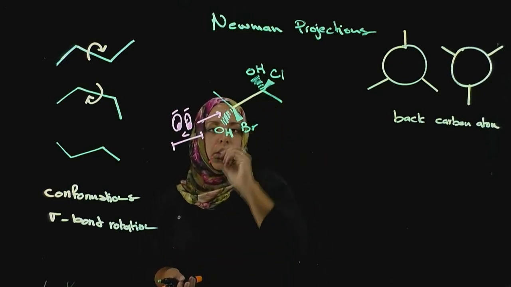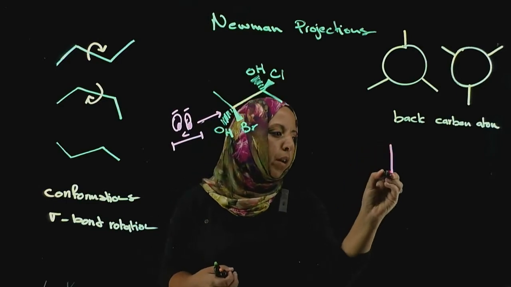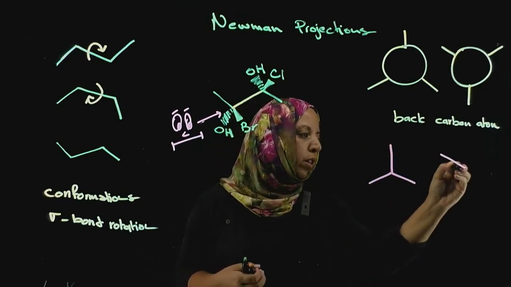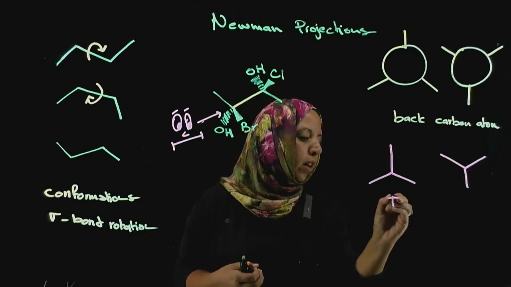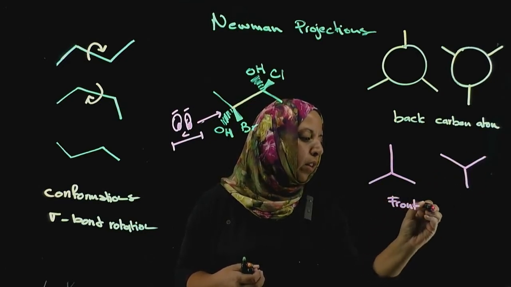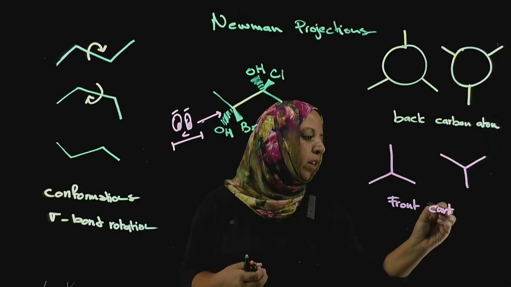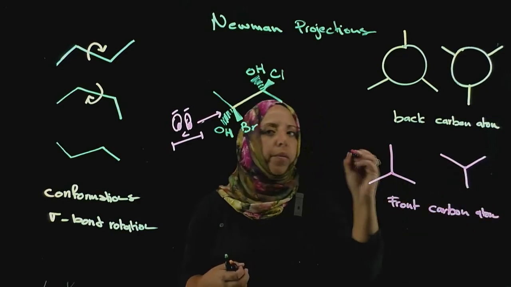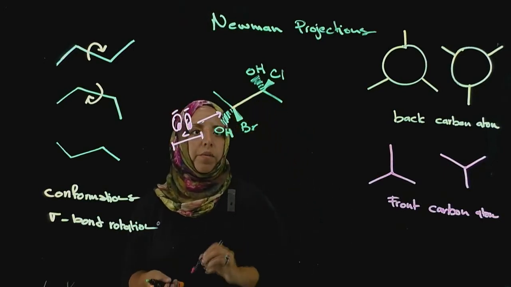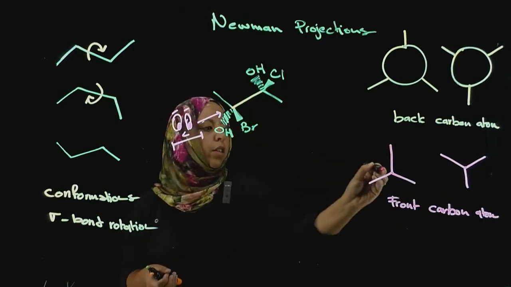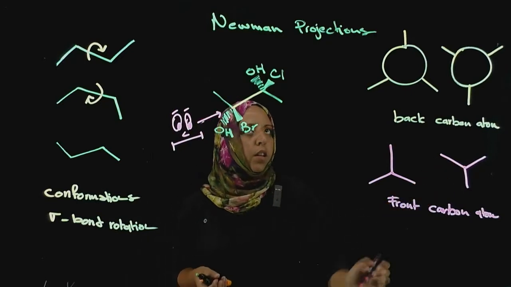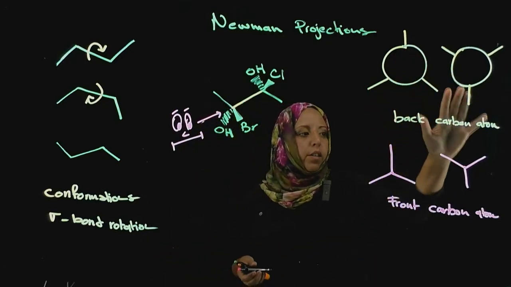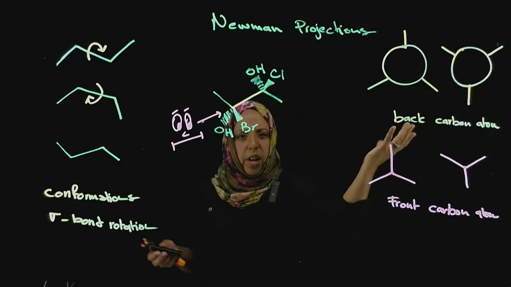And then we have to consider the front carbon, but our front carbon, we simply draw it looking like this, or looking like that, and that's really our front carbon atom. So that's our front carbon atom right here. And in a Newman projection, we're really putting this on top of that, or this on top of this, or anything in between.